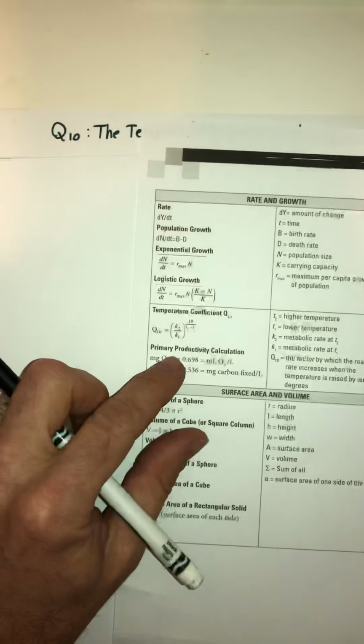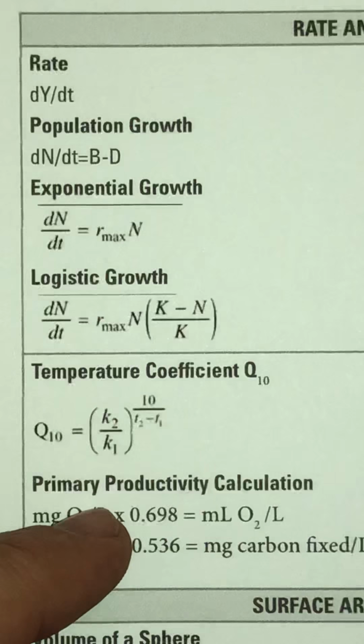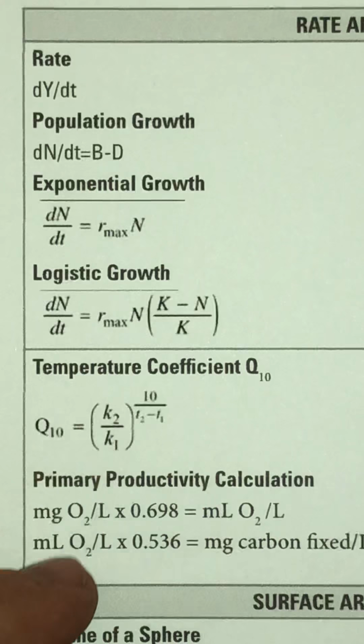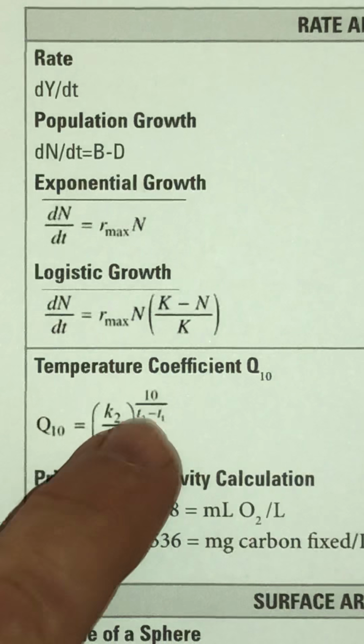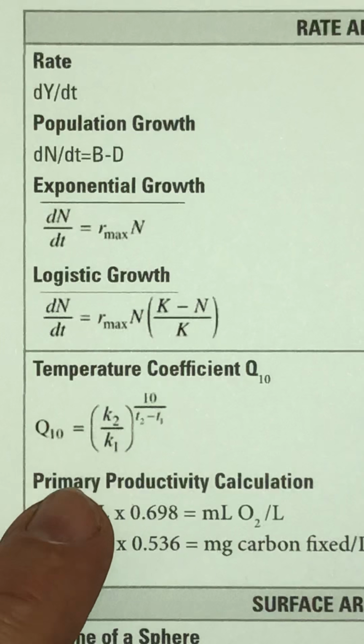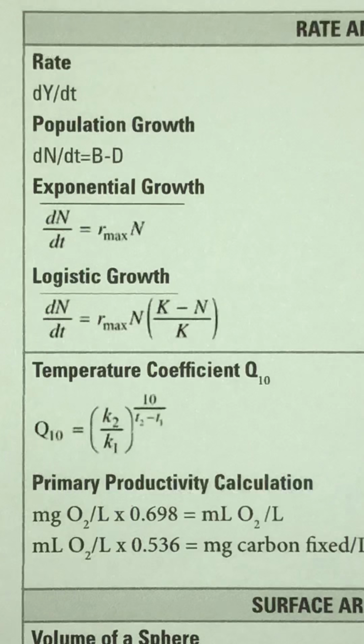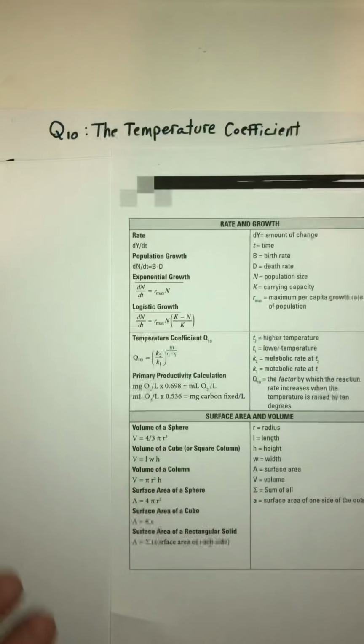All right, guys, we're going to talk about this temperature quotient, Q10, today. This is one of the equations that you'll see on the equation sheet that's given to you on the AP exam, Q10, this equation right here. So we're going to use that right now. And then there'll be a follow-up video to this on how to use it in the lab.